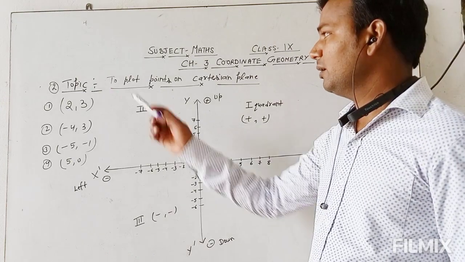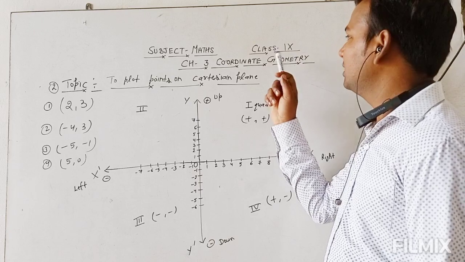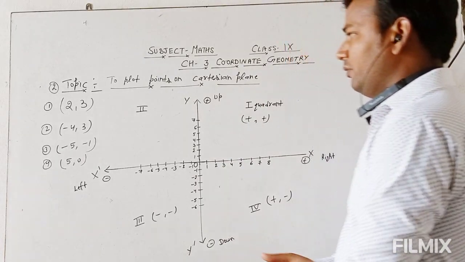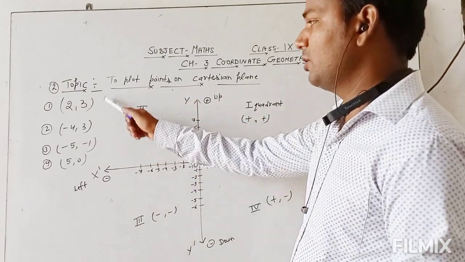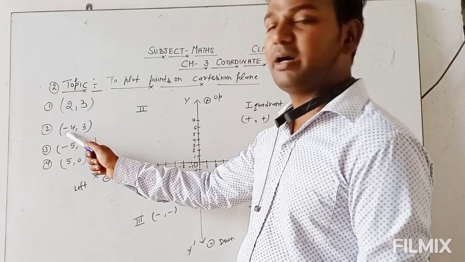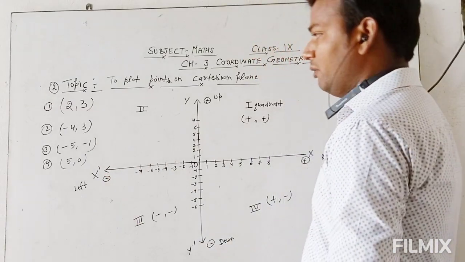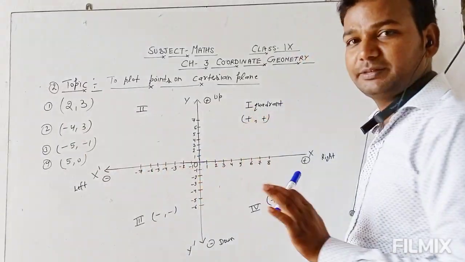This is the second part of Chapter 3, Coordinate Geometry, Mathematics Class 9. In this video, we study how to plot given points on the Cartesian plane. Some points are given: (2, 3), (-4, 3), (-5, -1) and (5, 0). Now we want to represent these points on the Cartesian plane.